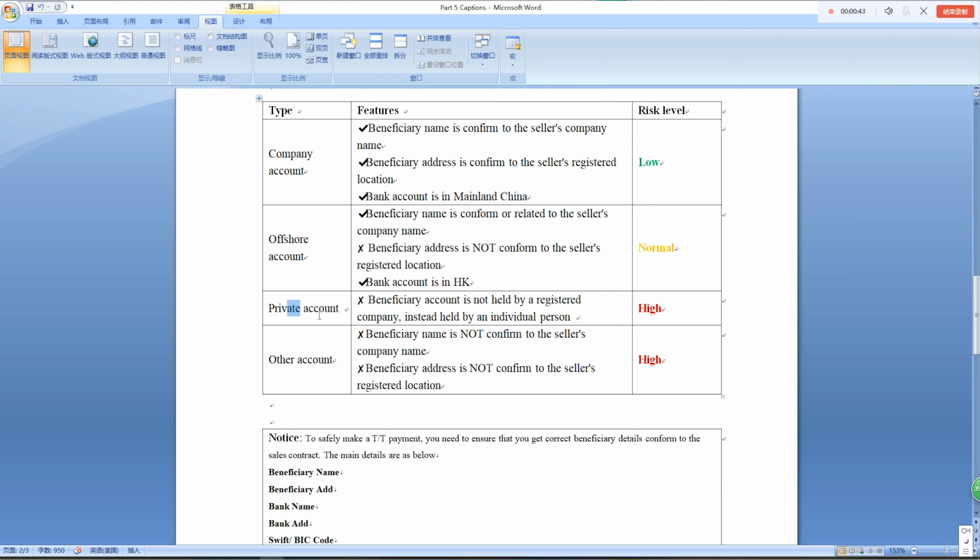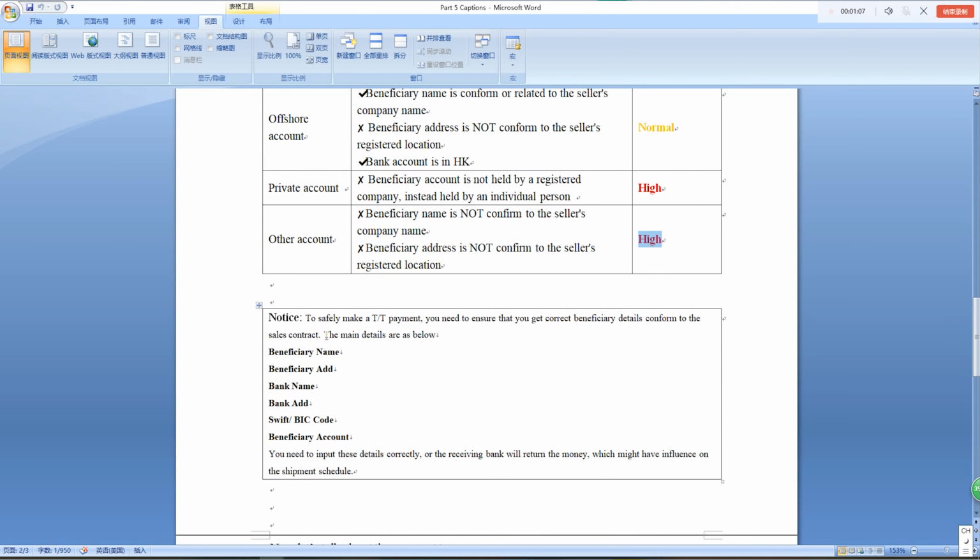Private account. The beneficiary account is not held by a registered company, but instead held by an individual person. The risk level for this is high. Another account. The beneficiary name does not conform to the seller's company name, and the beneficiary address does not conform to the seller's registered location, and the risk level for this is high.